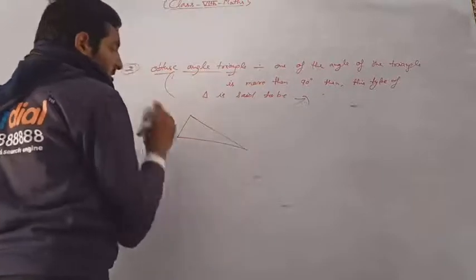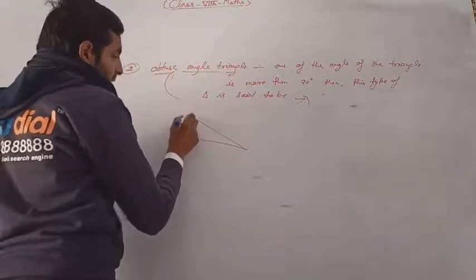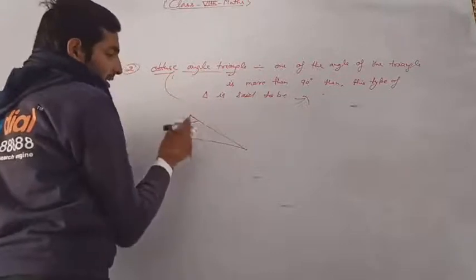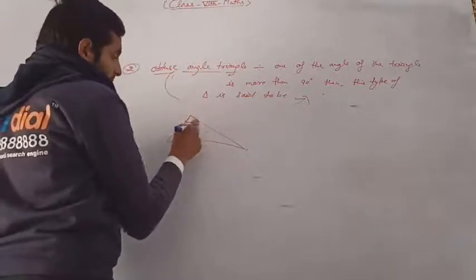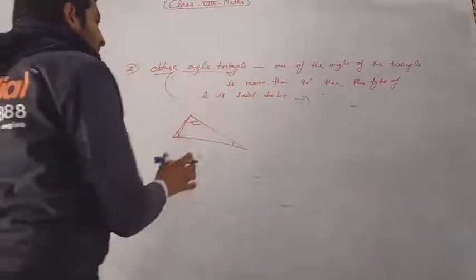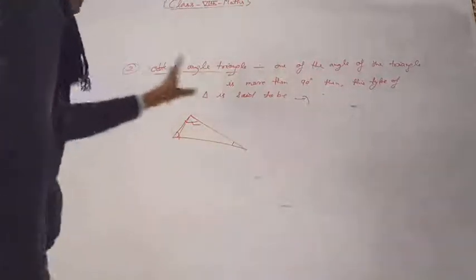Okay. So this is an obtuse angle triangle. Okay, this is an obtuse angle triangle, with one angle greater than 90 degrees, another angle less than 90 degrees, and this is a very small angle. Okay, so this type of triangle is known as an obtuse angle triangle.